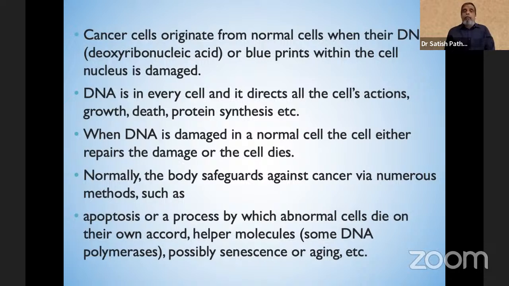Cancer cells originate from normal cells when their DNA, or blueprint within the cell nucleus, is damaged. The programming gets disturbed, and that is why the abnormal cells are produced. Now, if DNA is damaged, the body safeguards against cancer by a number of methods, such as apoptosis, which I told you just now. Suppose when two cells are formed, if one is abnormal, that will be killed. This is a normal property of the cell, that is apoptosis. But if it is a cancerous cell, that is not there.